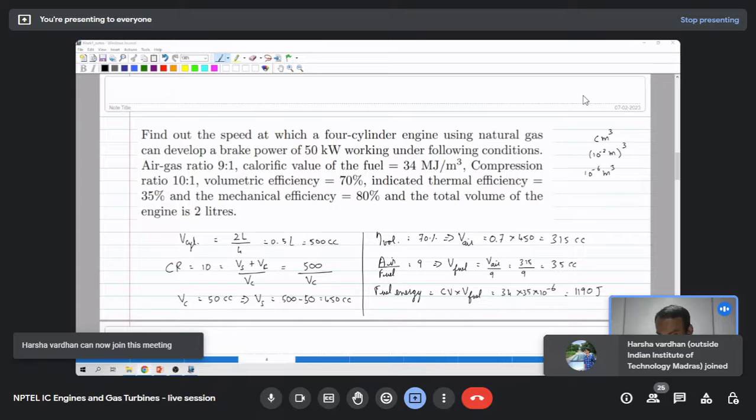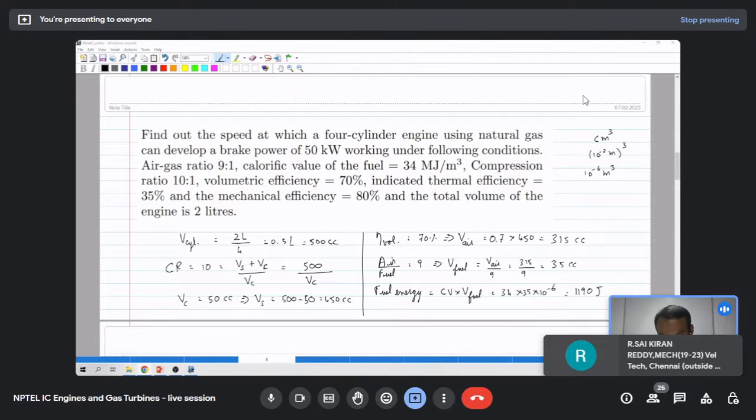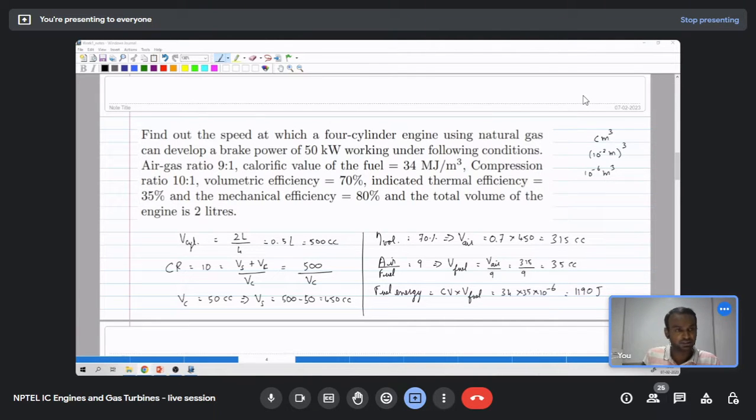And we know that indicated thermal efficiency is given and mechanical efficiency is also given. So using these two efficiencies, we can calculate what would be the indicated energy from every cycle and every cylinder, and then we can also calculate the brake energy that is coming out for every cycle.